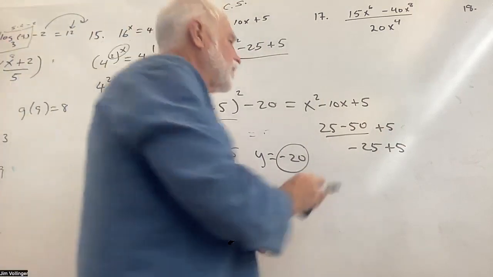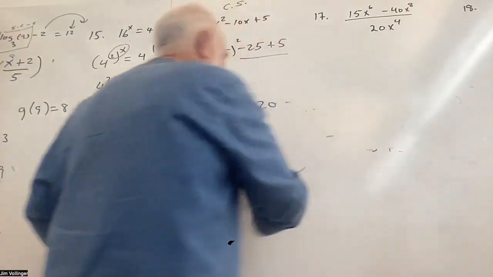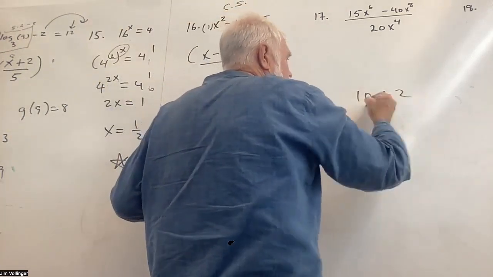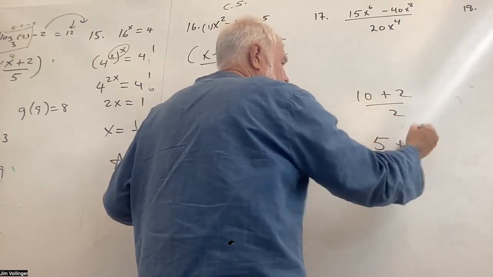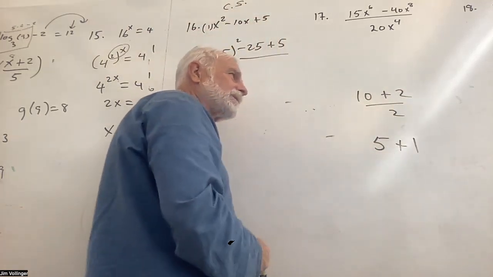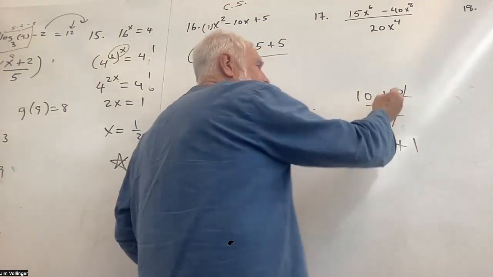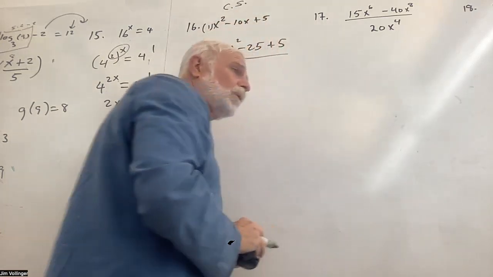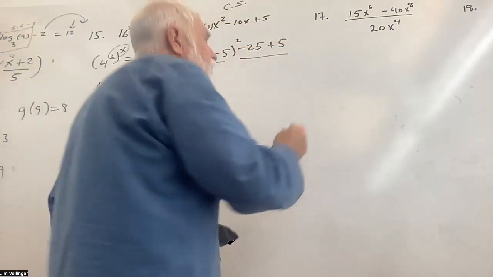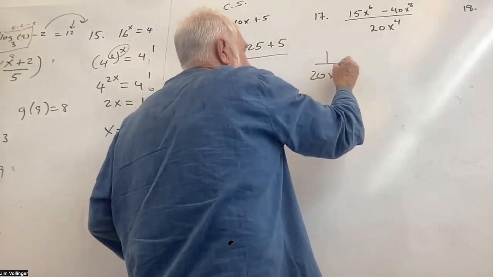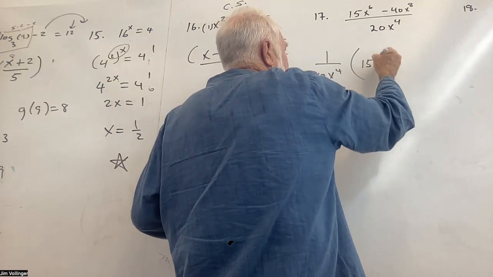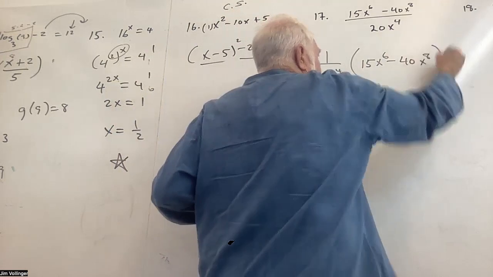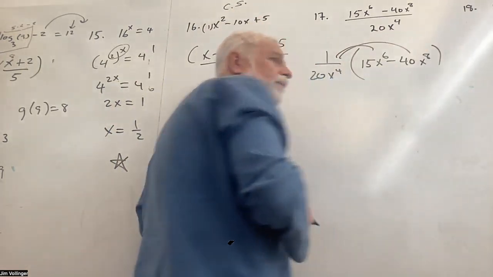All right, so what can I say about number 17? Well, many of you know how to do that. Most of you know that 10 plus 2 divided by 2 is equal to 5 plus 1, 6. 12 divided by 2 is 6. You can't do that because division doesn't undo addition. Another way of saying this that might help for folks who still are trying to figure out what's going on: 1 over 20x to the fourth is another way of saying division by 20x to the fourth. So this is also true. And I hope you can see the distribution now of the division.